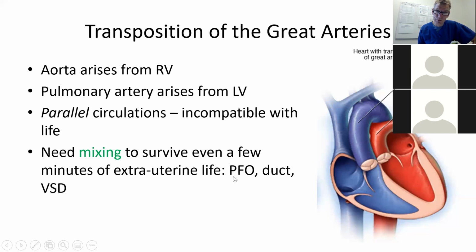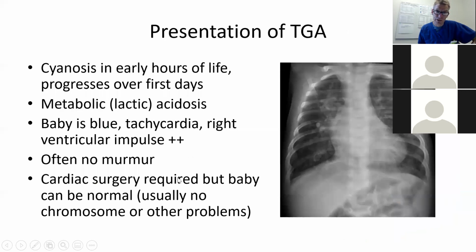mixing, or if they've got a patent foramen ovale just between the atria, they may have a hole as well, like an ASD, but what we call a PFO, or patent foramen ovale. So anyway, any mechanism for having mixing, they can survive. If they didn't have any of those things, then they wouldn't survive more than a few minutes of birth. But sometimes their VSD is large and they can survive.